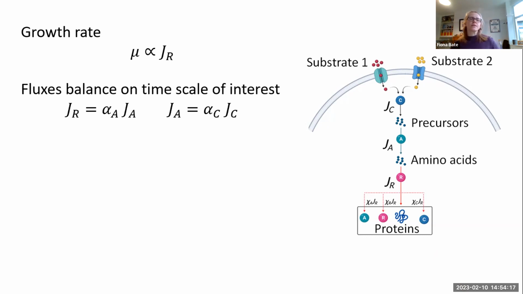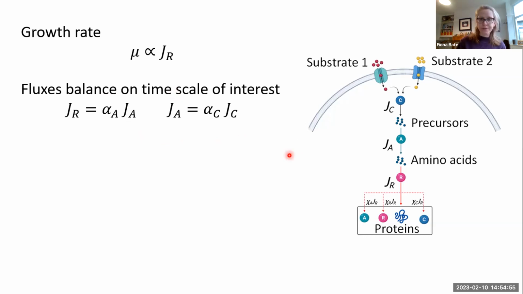So on a timescale that we are interested in, which is the timescale of growth of the microorganism, which is around 30 minutes to an hour doubling time, we assume that these fluxes inside the cell are all balanced. So any changes are going to happen on a much shorter timescale than an hour. So we can write that the protein synthesis flux is just a constant times the amino acid synthesis flux. And similarly, the amino acid synthesis flux is a constant times the carbon influx.